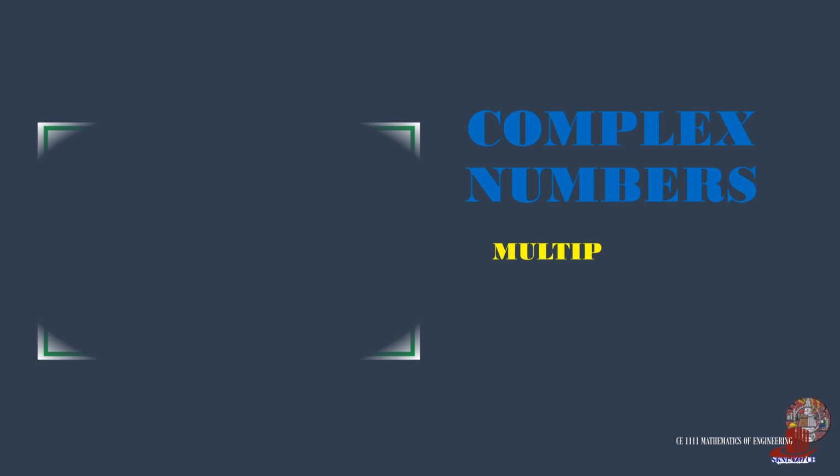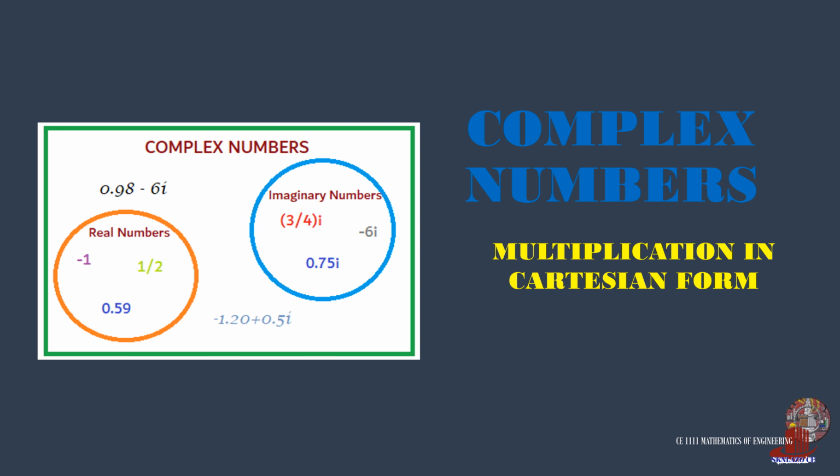Complex numbers having a real and imaginary part are binomials. Multiplying them follows the FOIL method. Welcome to Mathematics of Engineering.